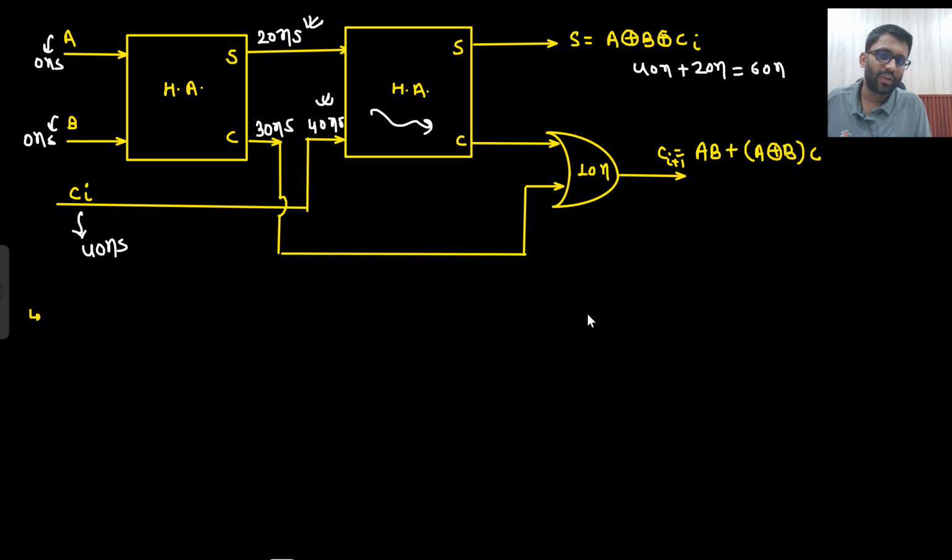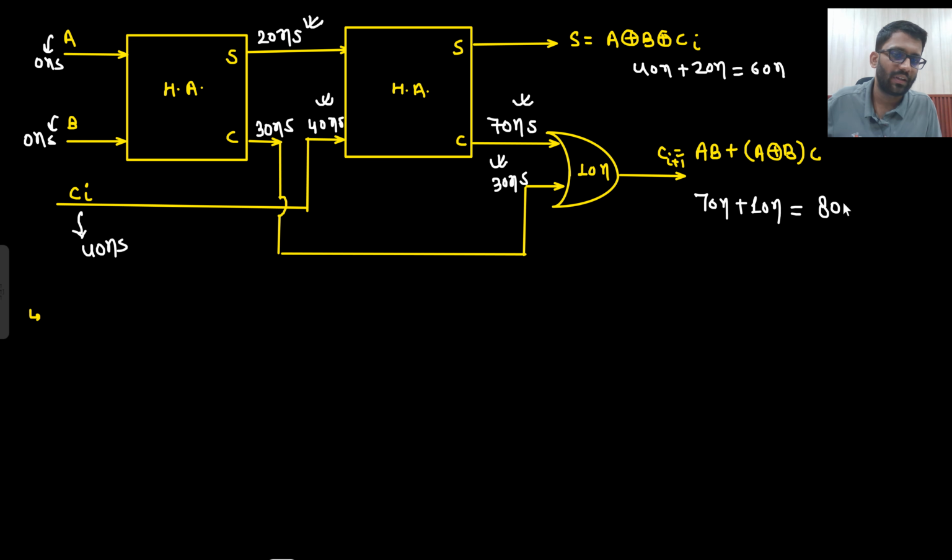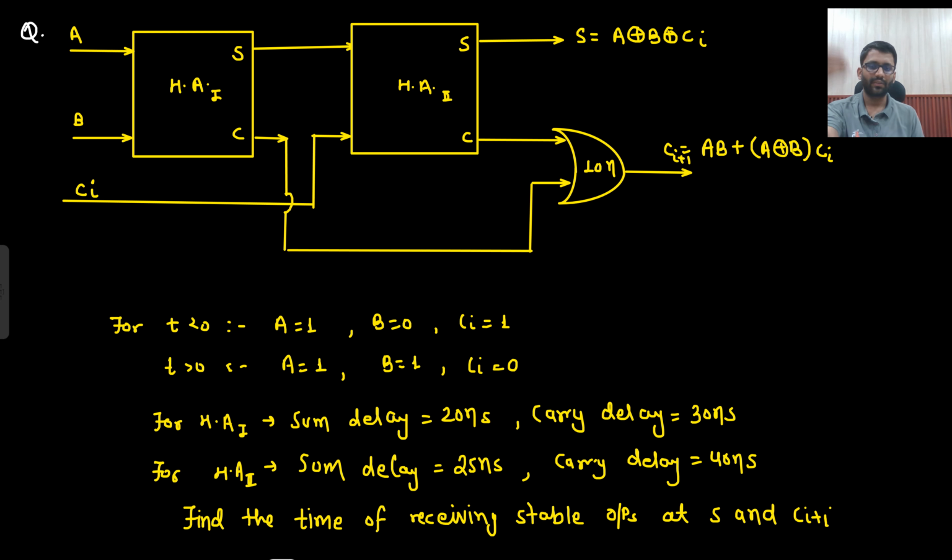And to go from here to here, how much time will they take? 40 plus 30, that means 70 nanosecond. So this guy is stable at 70 nanosecond, and this guy became stable at 30 nanosecond only. So this guy will have to wait for this guy. So here 70 plus 10, because after 70 nano they will start going, they will have to cross 10 nano. So this will be 80 nanosecond. Well and good, understandable. This was also an easy question, just the difference was this came later on. Let's solve this question.